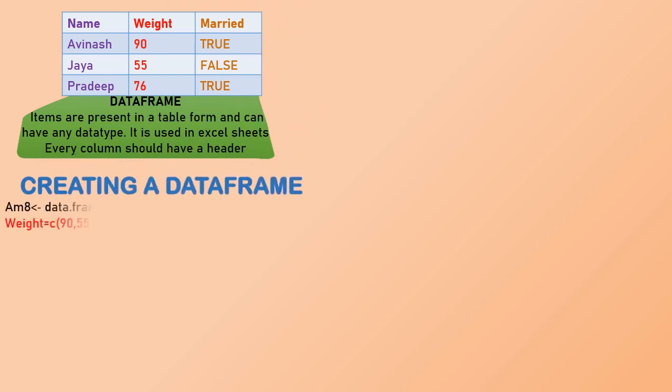To create a data frame, write data.frame and within parentheses, mention the column name and with it write the vector that contains items for that column. For example, for name column you will mention the vector containing the names Avinash, Jaya and Pradeep. Similarly, you will mention the vectors for weight and married columns.